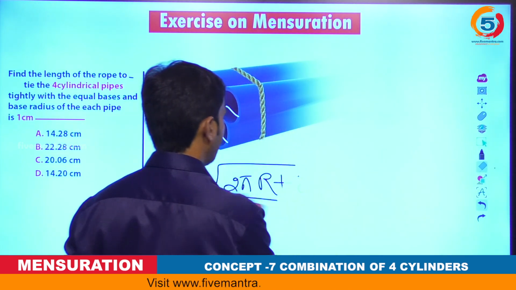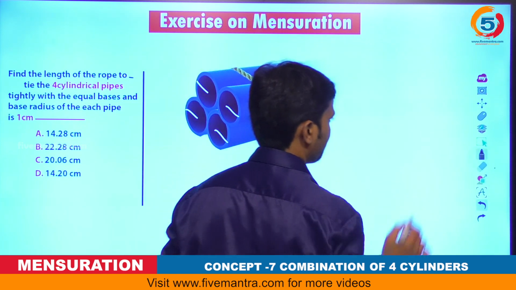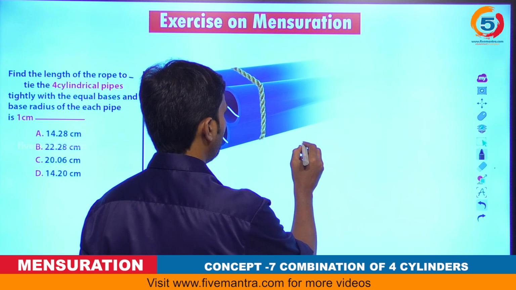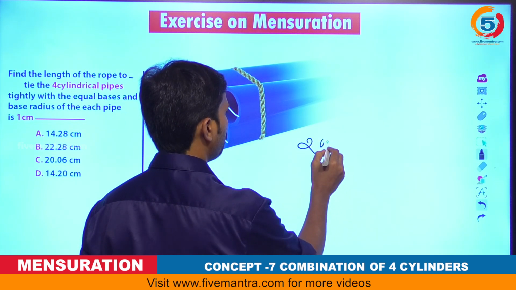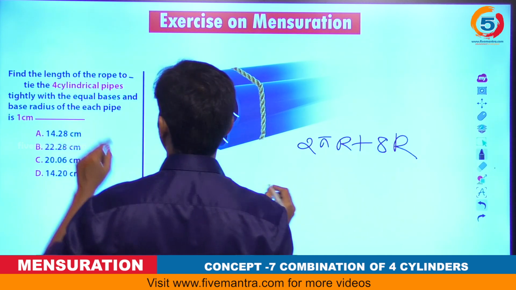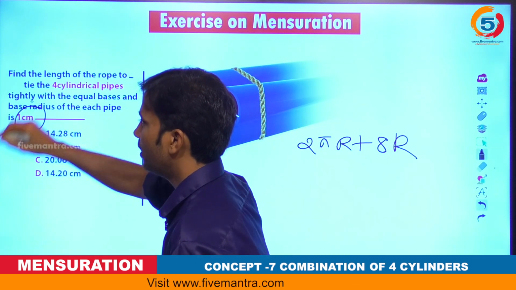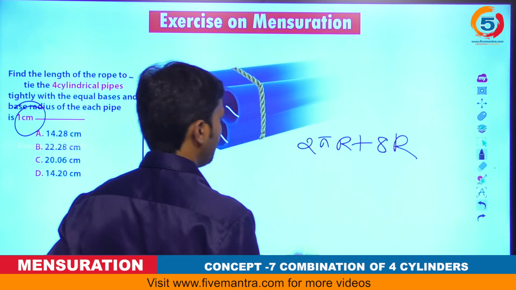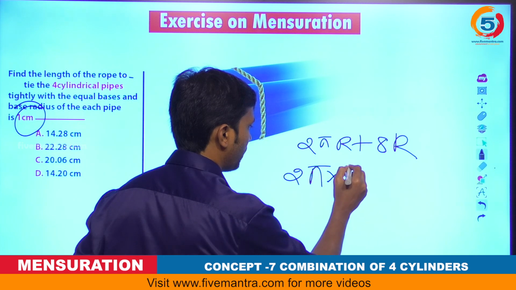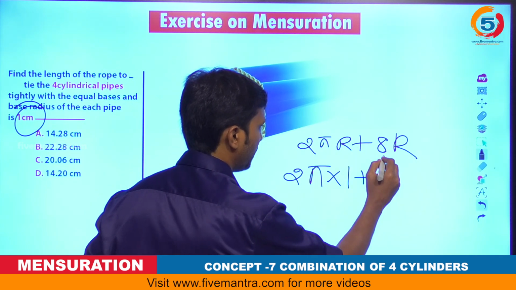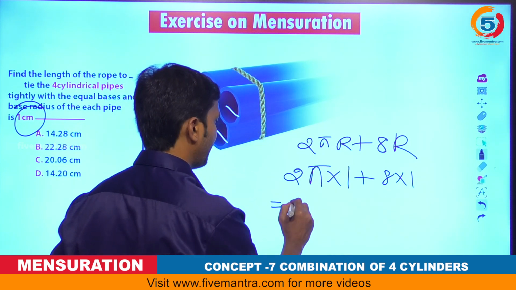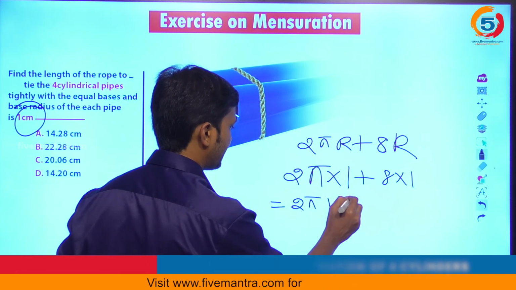How to find it out? Just see what we are doing here. Substitute the value in place of the radius in 2 pi R plus 8R, where R is given as 1 centimeter. So substitute the value of R as 1. 2 pi R is 2 pi into 1, and 8R is 8 into 1. Now this value would finally be 2 pi plus 8 centimeters.